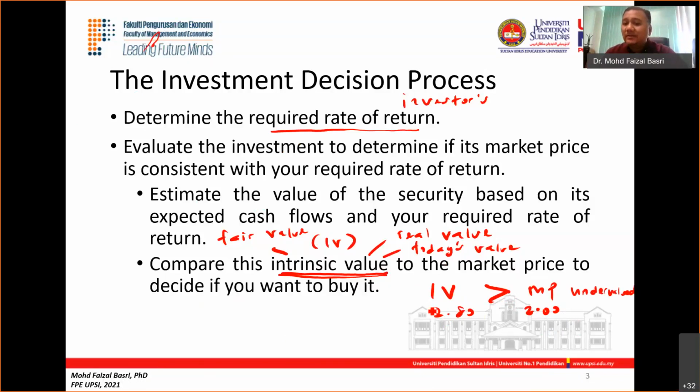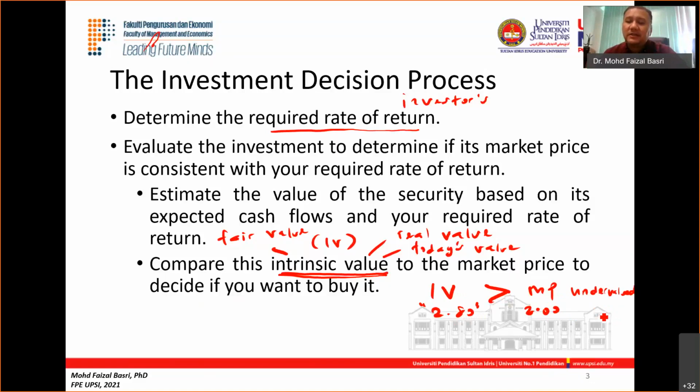This is the real value, the so-called real value. That's the actual worth of the investment. And since the market price is only 2 ringgit, this is cheap, right? Cheaper than the actual value. So therefore, this is what we call an undervalued situation.